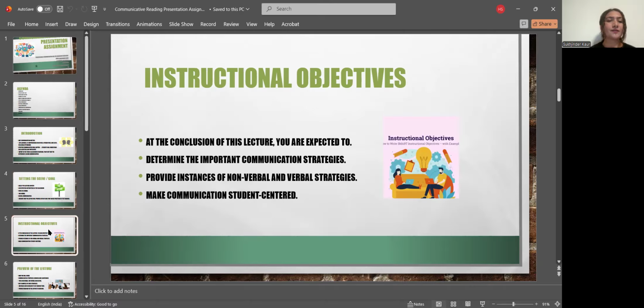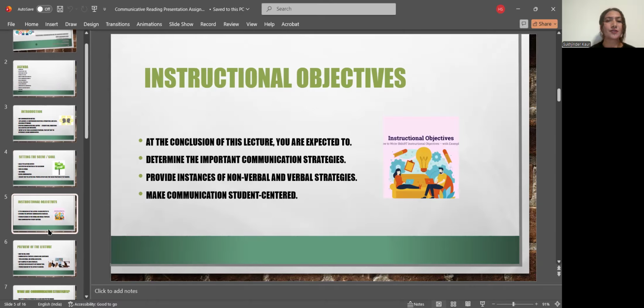Then I'll explain page number 5, instructional objectives. At the conclusion of the lecture, you are expected to determine the importance of communication strangers, provide instances of non-verbal and verbal strangers, so make communication student centered.